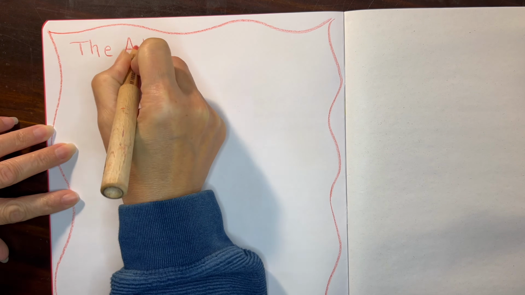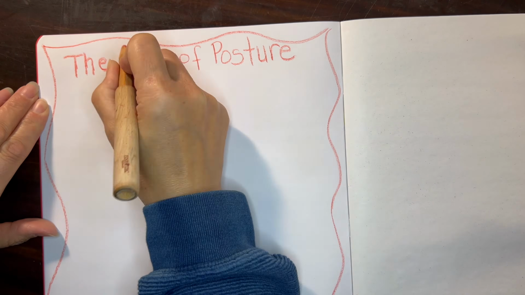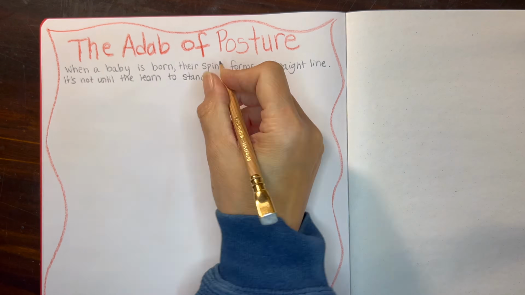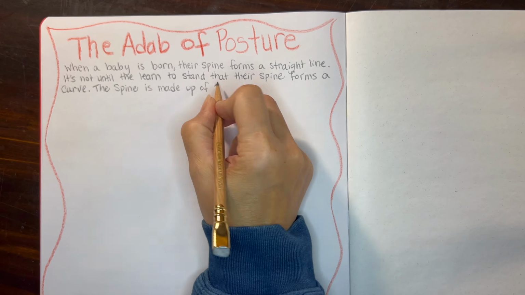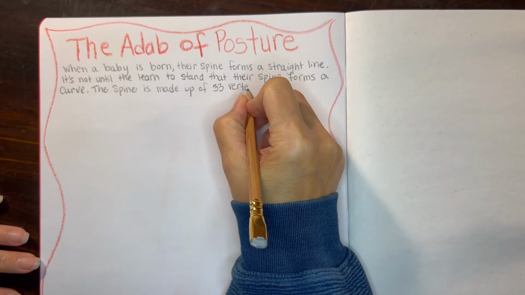I'm titling this lesson the adab of posture. Adab is an Arabic word. It loosely means the manners or high quality or distinguished action. For these lessons on anatomy, I am including a lot of religious significance for us and including other religious text for this main lesson block.